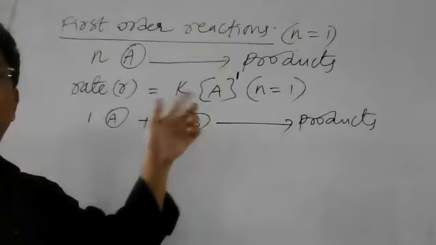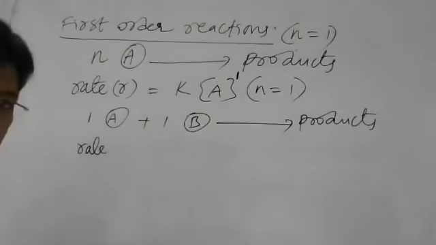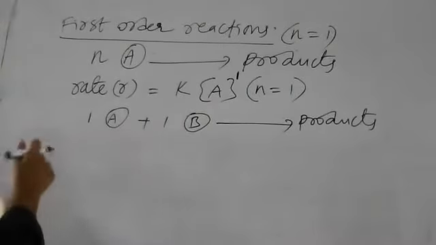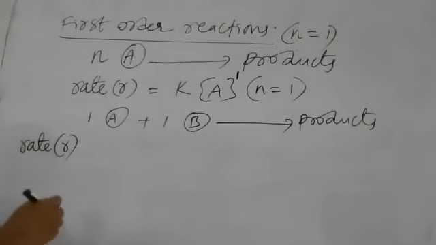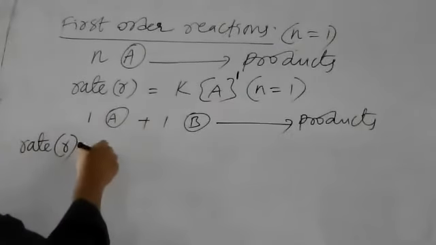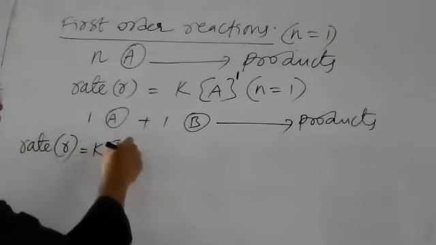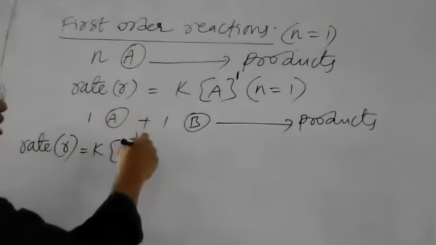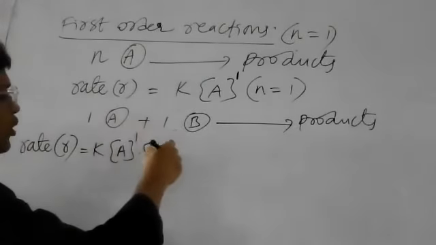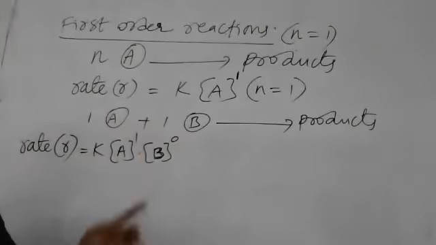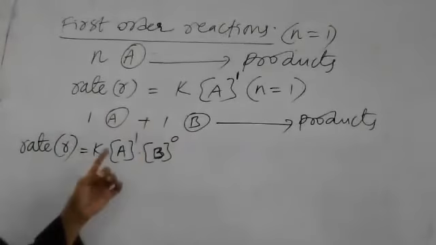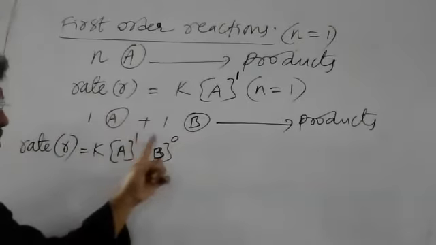So here in this case, rate equals rate constant into concentration of A to the power of 1 into concentration of B to the power of 0 we can take. In this example, what is the sum of the powers, 1 plus 0?